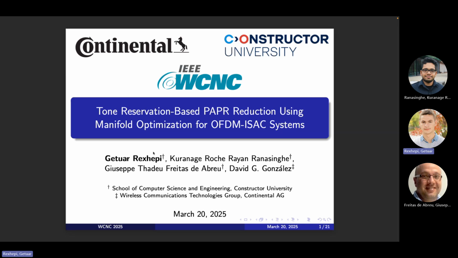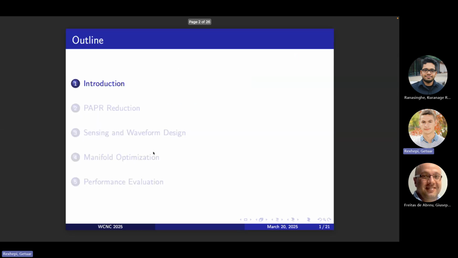With this, we jump straight into the presentation. This is the outline that I'm going to discuss today. First, I'm going to give you some background and motivation for my paper, and then we're going to discuss what the problem is, and then the solution, and at the end, I'm going to discuss the performance evaluation.